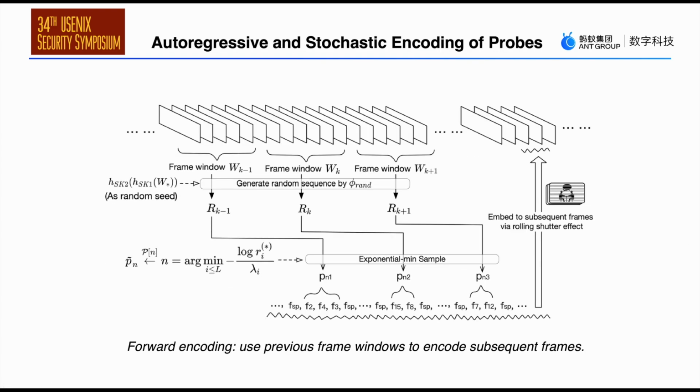Encoding segments videos into overlapping windows, with each window tied to a random sequence derived from device cryptographic keys. Using exponential-min sampling and an auxiliary lambda system, we select probes that ensure randomness and resistance to tampering. This method prioritizes larger random values, aiding in tamper detection.